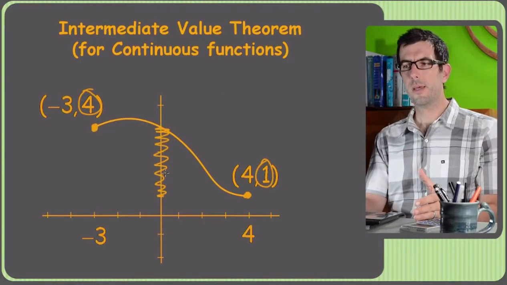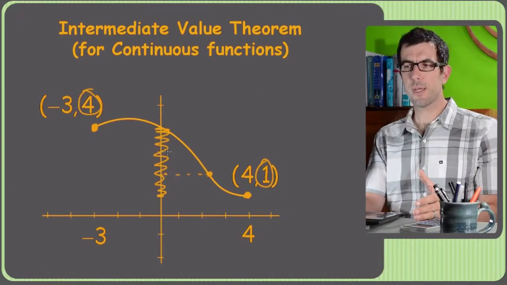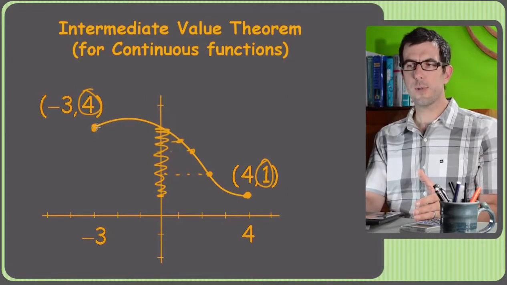So at some point on this graph we're going to get to y equals 2. And at some point we're going to get to y equals 3. And at some point we're going to get to y equals 3.5. Now it turns out this one actually goes beyond 4. And going from 4 to 1, this thing actually swoops all the way up to like 4.5.